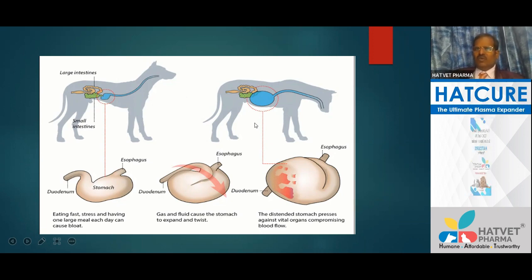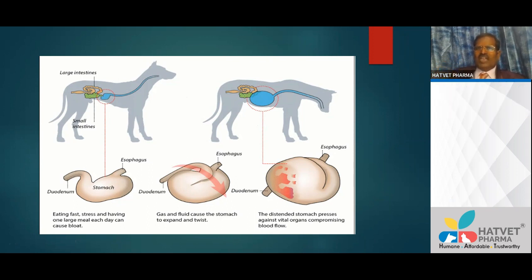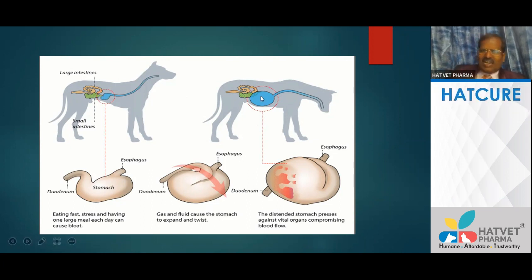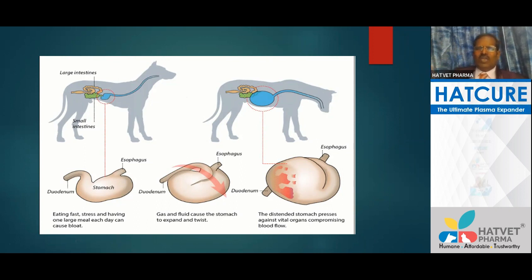The message to the practitioners: those who have giant breeds, inform the owner about this problem so that well in advance they can bring the dog to you. Your team also should be ready to perform these GDV operations. If it is only a gastric dilatation, you can do an intubation and relieve the gas, like an ordinary stomach tube as used for large animals. Depending upon the size of the animal, the stomach tube can be selected, introduced, and the gas relieved if it is only a gastric dilatation.